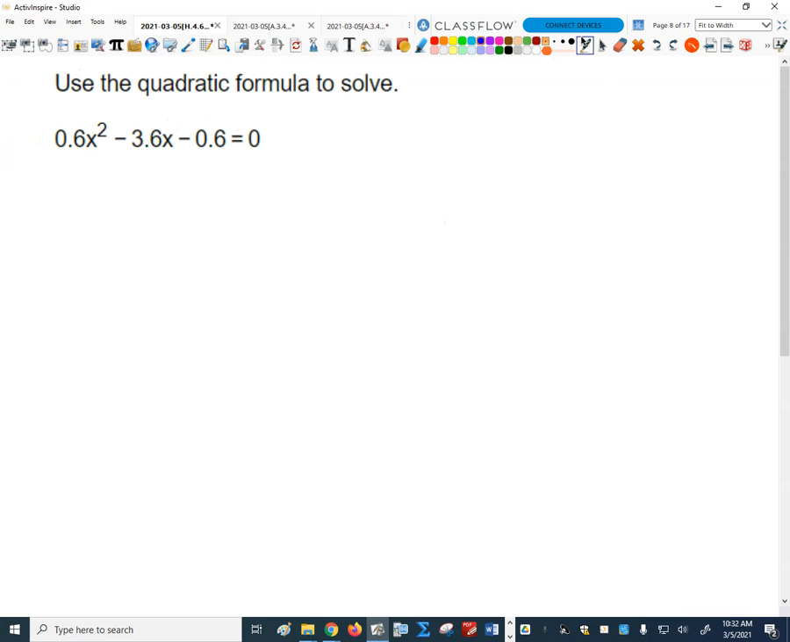And that's okay to do, right? I have an equation, and I can always multiply both sides of an equation by the same constant, right? As long as it's not a variable, there's no problem with this. So I distribute the 10 through. It's going to move the decimal one place to the right, so I end up with 6x squared minus 36x minus 6 equals 0. And now what could I do?